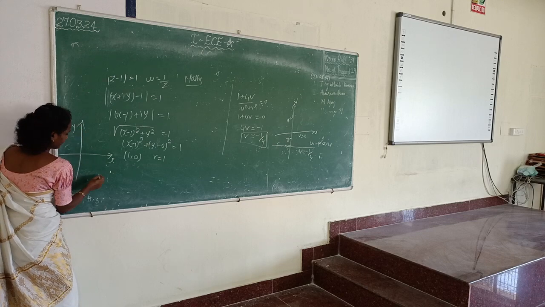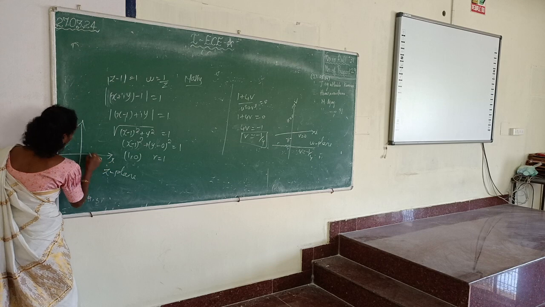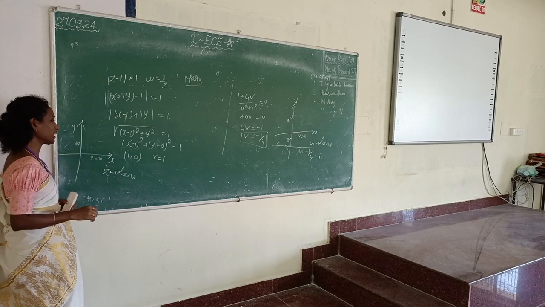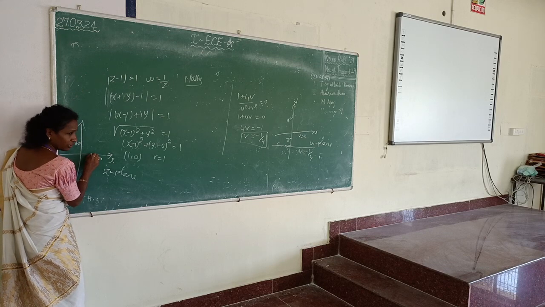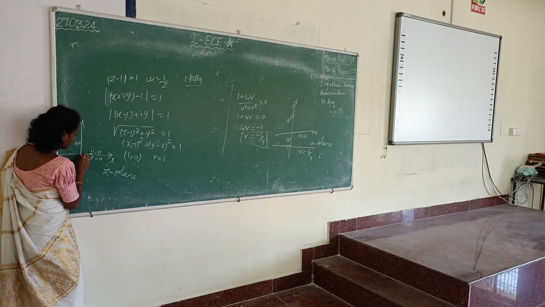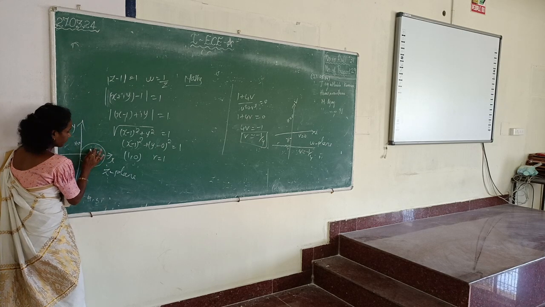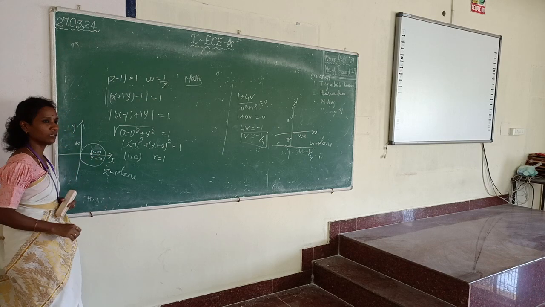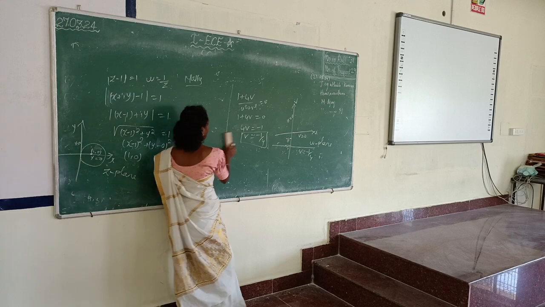x axis, y axis. This is the z plane. y equal to 0, x equal to 1. Now 1,0, the x value is 1 and the y value is 0. So it is the point 1,0. Then how to draw the circle? The radius value is 1, so r equal to 1. So we can draw it as a circle in the z plane. Next, now to mark it in the W plane.